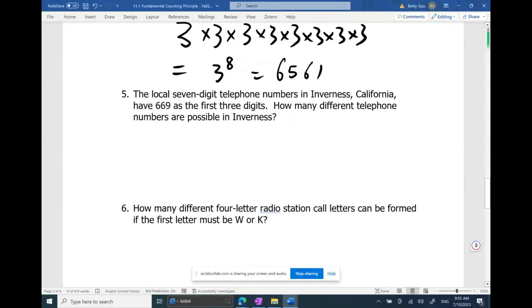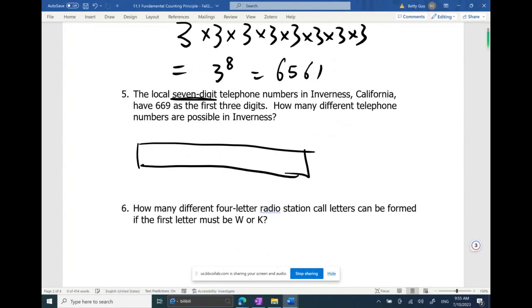Question number 5. The local 7-digit telephone number in Inverness, California have 669 as the first 3 digits. How many different telephone numbers are possible in that town or city? So when I see the telephone number has how many digits? 7 digits right here. So this is what I usually do. I would draw 7 boxes next to each other. 1, 2, 3, 4, 5, 6, 7.